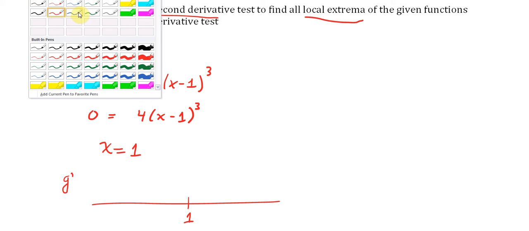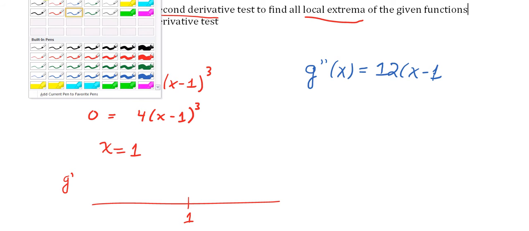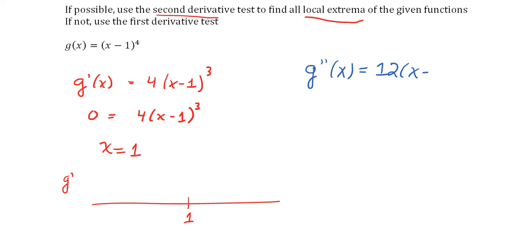But we're asked to use the second derivative test as some practice. So let's take g double prime and use that and test our concavity. So we take g double prime, we will get 12 times (x minus 1) to the second power here. Now we want to know, well, what is g double prime of 1? Well, sadly, g double prime of 1 is equal to 0. So the second derivative test tells us nothing here.